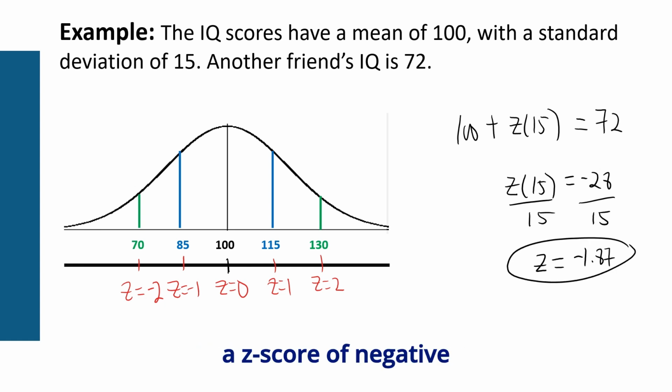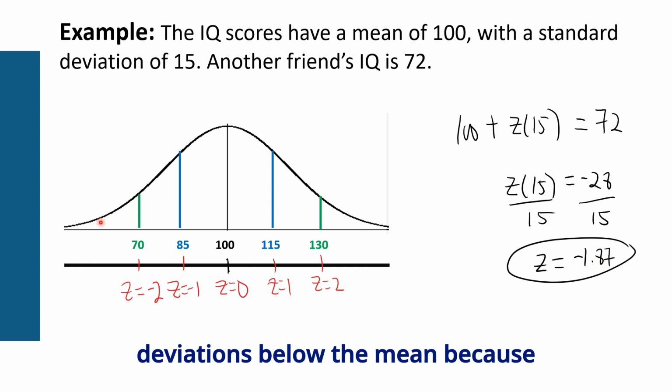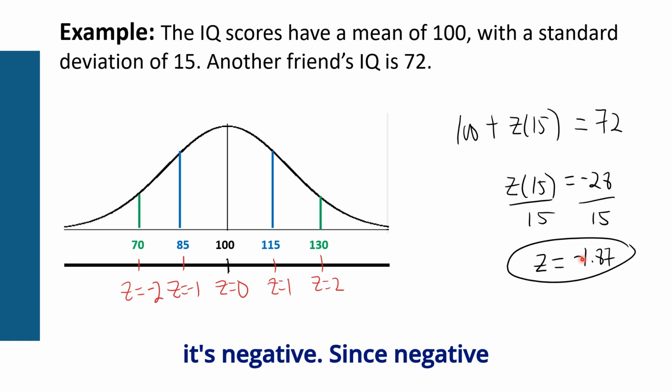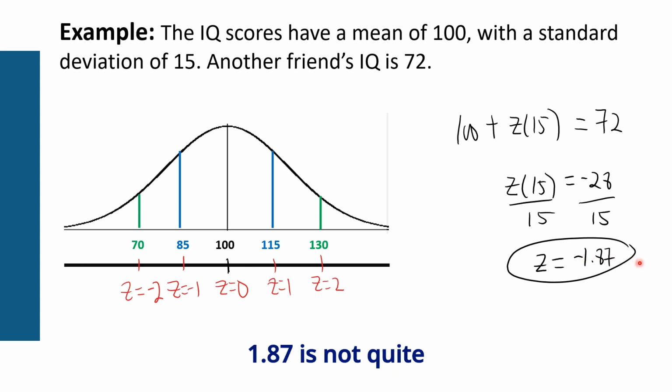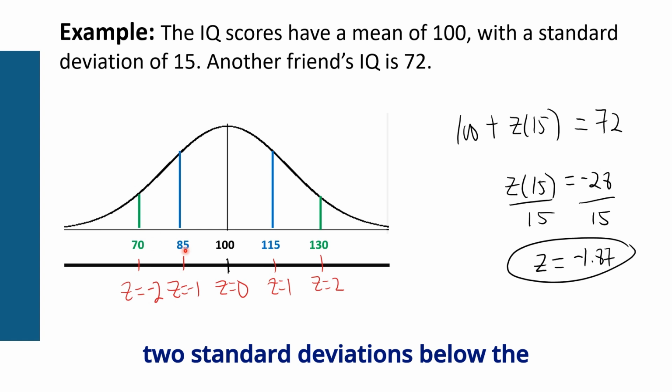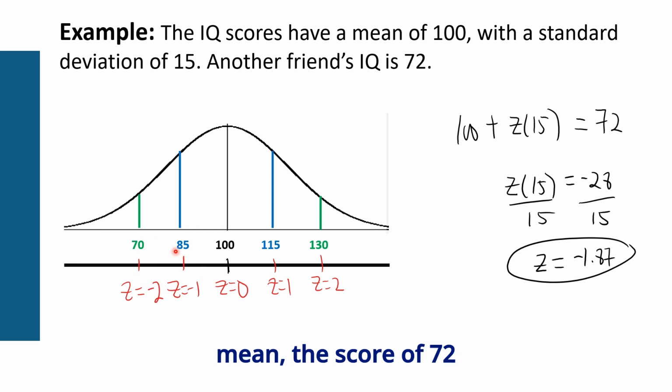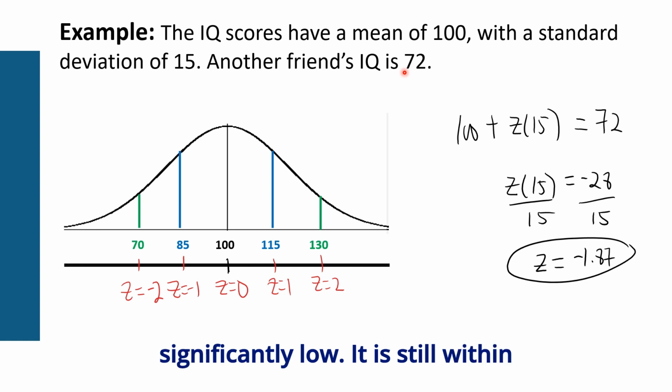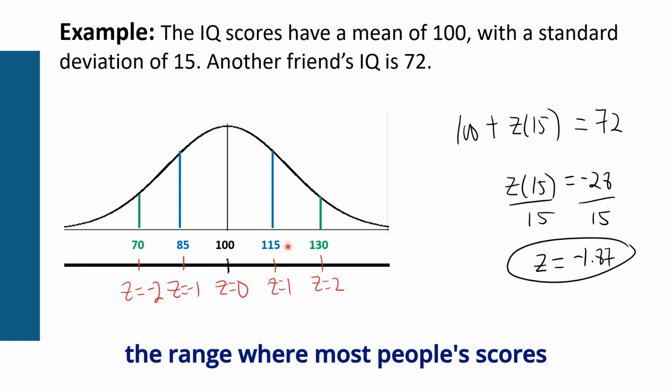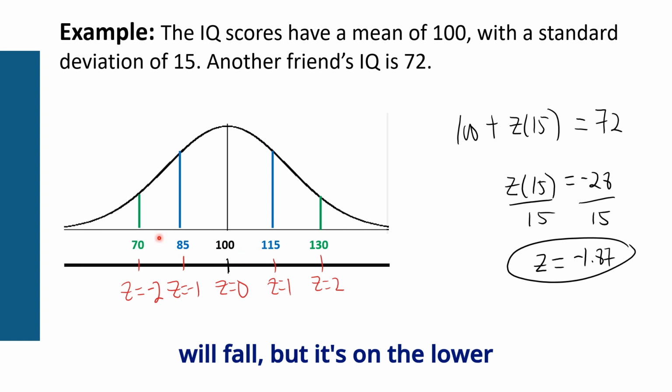A z-score of negative 1.87 means that 72 is 1.87 standard deviations below the mean because it's negative. Since negative 1.87 is not quite 2 standard deviations below the mean, the score of 72 is low, but it's not significantly low. It is still within the range where most people's scores will fall, but it's on the lower end of the spectrum.